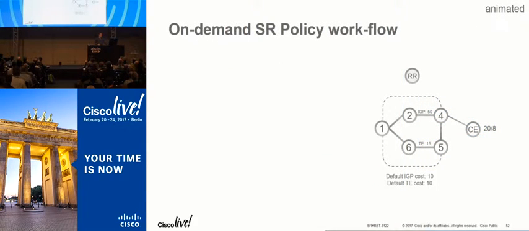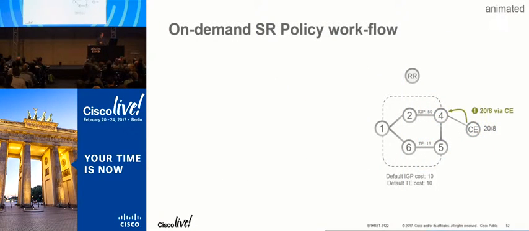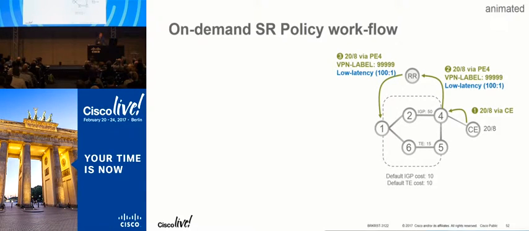How does it go? The CE sends me a VPN route, 20/8. I recognize it as one who pays for premium. I tag it with the green color. And so I send the route to the route reflector with the green color. The route reflector sends it to 1. I receive it, and I see, oh, green color. The only thing I need to know is to map green to low latency. And then I do what I said before.